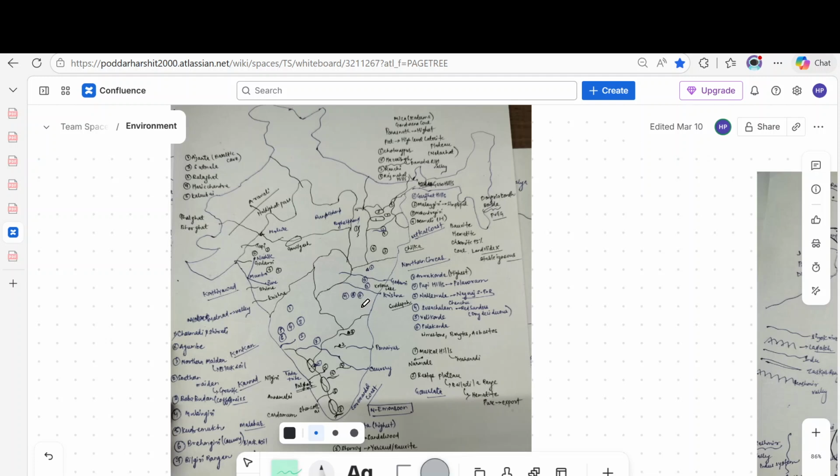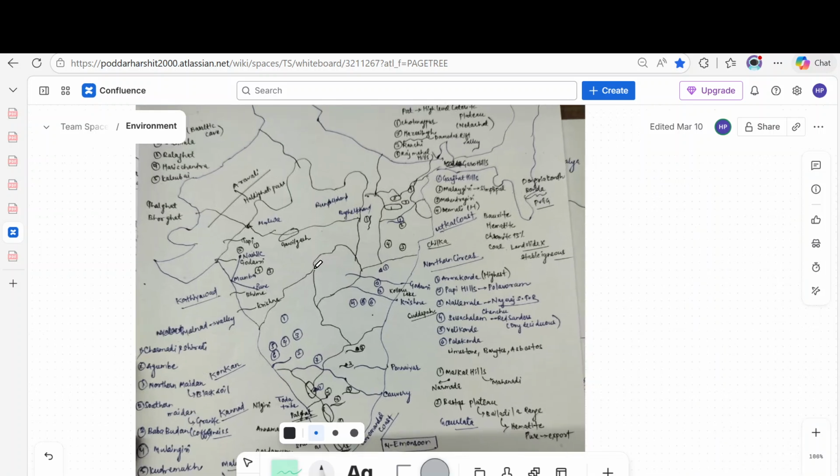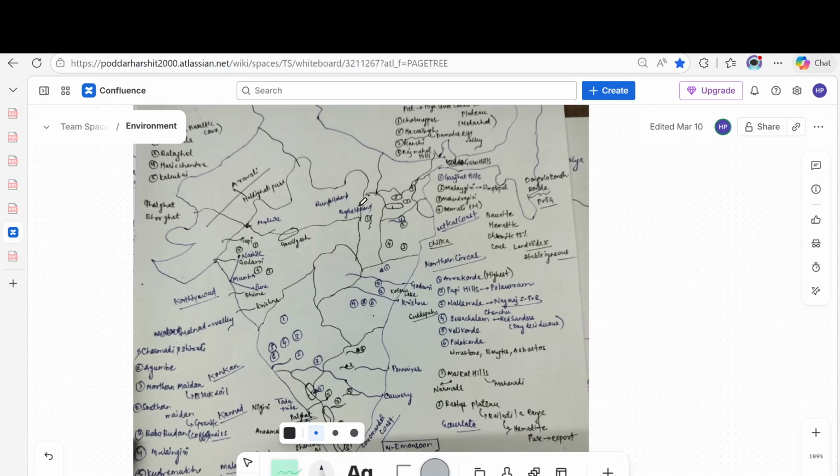So the first is the Kaimur Hills. The Vindhya, Bhander, and Kaimur are the areas here. If you see MP, this is the Malwa Plateau, Bundelkhand Plateau, and Baghelkhand Plateau. Here is only the Bhander range, and here there is the Kaimur range. This area is considered the Vindhya range. This is the Satpura range, where most of the seven hilly regions are found.